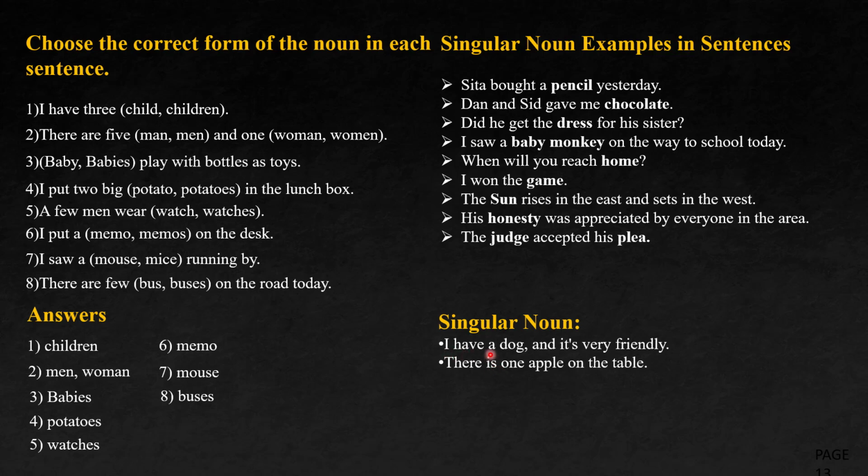Okay, now here I have a dog and it's very friendly. Now here, what happens in this one? Can you just try to recall it? Just try to bring it up from your side. I have a dog and it's very friendly. Now here, one more sentence. There is one apple on the table. Now, how are you going to convert these into plural noun sentences? Take your time. Try to think.